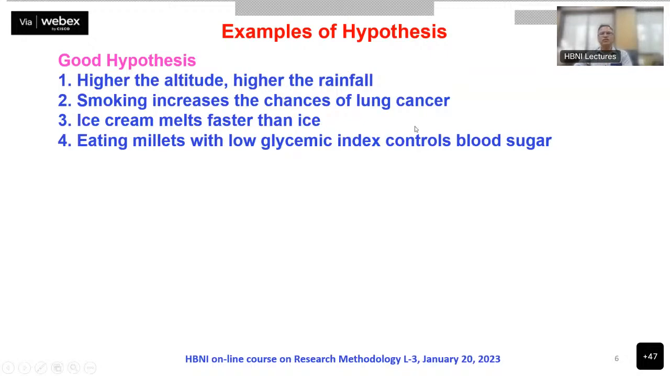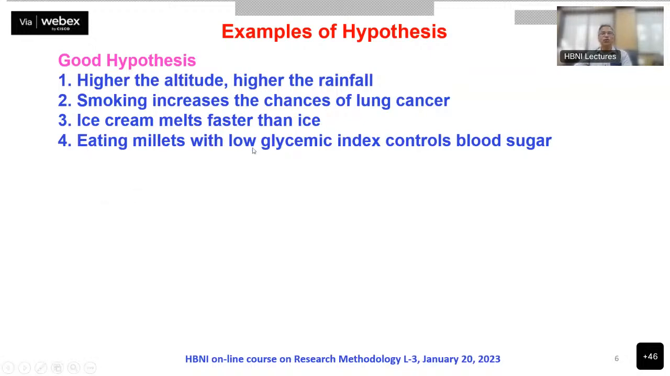Smoking increases the chances of lung cancer. It is a good hypothesis. You can take the data of several people who smoke and see their health. Of course, this requires a long-term study. It is not 1 year or 2 years, maybe 10 years, 20 years. People have spent a lot of time on this kind of hypothesis. Ice cream melts faster than ice. You can do an experiment at home. You take different ice creams and see how they melt over time.